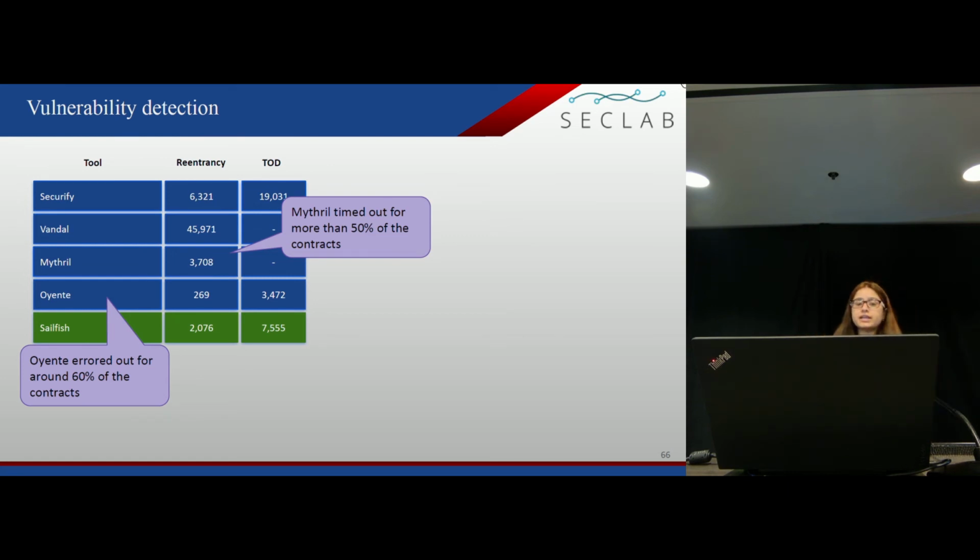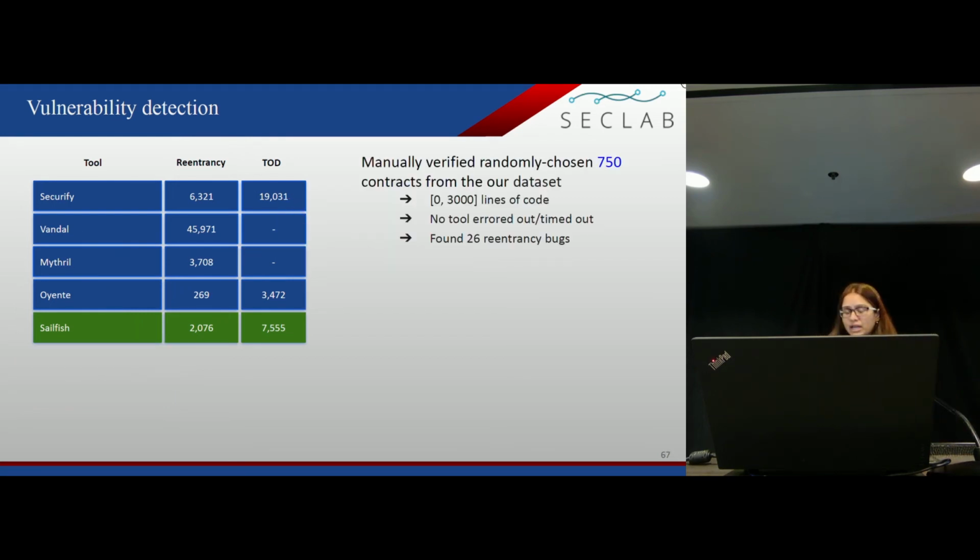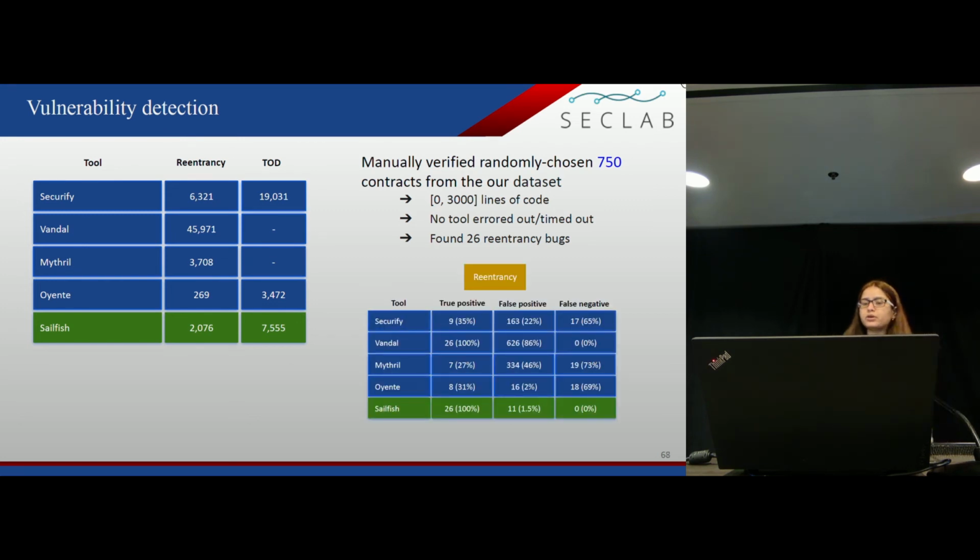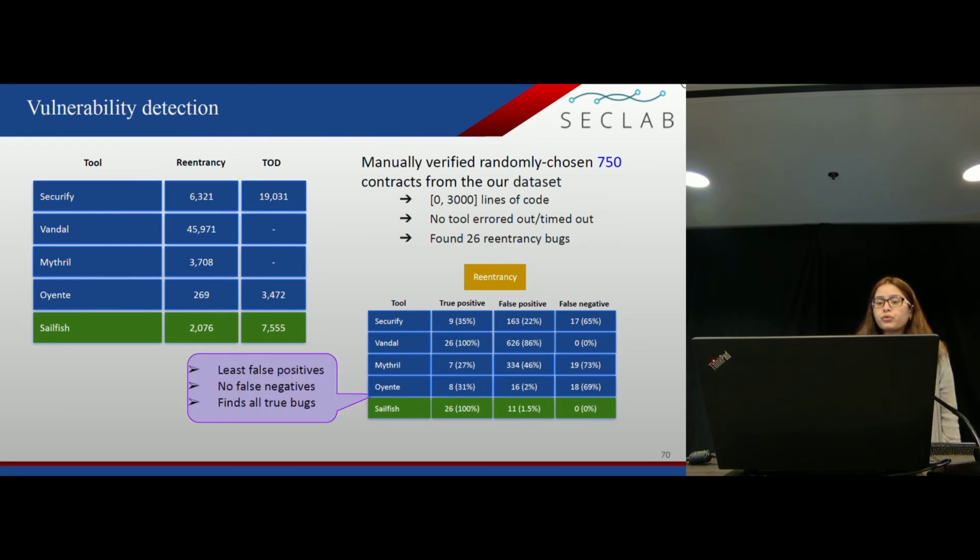Though Securify and Vandal emitted more alerts than SAILFISH, we cannot conclude at this moment whether the alerts emitted by SAILFISH are actually good or not. So for that, we manually sample a set of 750 contracts from our full data set and see that there are around 26 reentrancy bugs in the data set. And then we manually verify all the alerts from the tools. From that we can see that SAILFISH not only detects all the true bugs, but also has a false positive rate around 1.5% and 0 false negatives. Whereas the other two tools, Securify and Vandal, specifically Vandal, has a false positive rate of 86%, which is huge. So we can conclude that SAILFISH is very effective and raised a minimal number of alerts with respect to state-of-the-art tools.